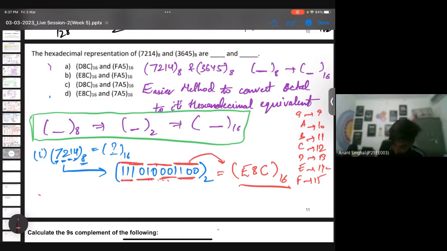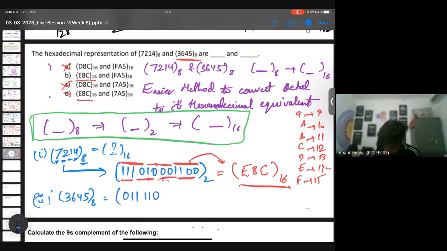So let's see, we have eliminated A and C. Similarly, now we'll approach the same using this method for 3645 to the base 8. Let's start doing that. 3 is 011, then 6 is 110, then 4 is 100, and then 5 is 101 to the base 2.